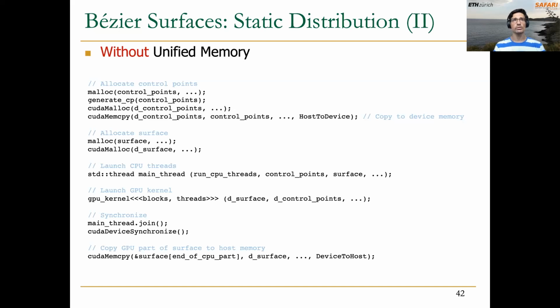But once this optimal partitioning has been found, we just need to first do a double allocation in CPU and GPU memory, and then launch CPU threads to perform computation on the corresponding tiles. Same thing for the GPU kernel. At some point, we synchronize, we copy the corresponding part from the device memory, from the GPU memory to the CPU memory, and then we are done.